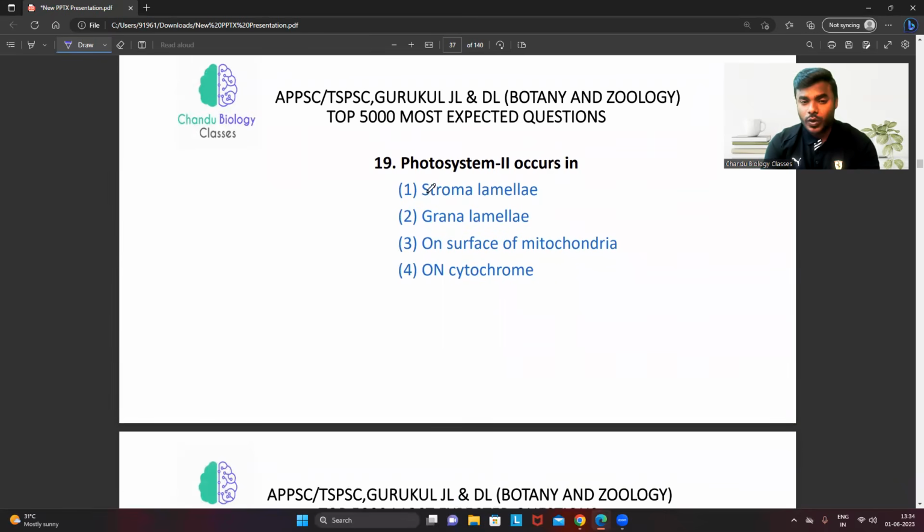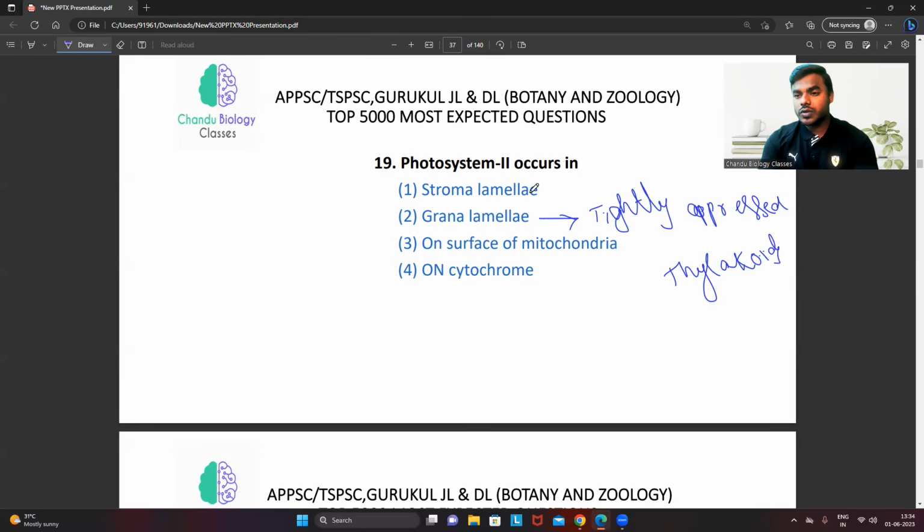Photosystem 2. This also I'm going to explain in the tomorrow morning class. It's very easy. All the students remember, photosystem 2 is located in tightly appressed thylakoids. I will show you the diagram in tomorrow's class, and you will automatically understand. Tightly appressed thylakoids means where all the thylakoids are tightly arranged. So there the photosystem 2 is located.